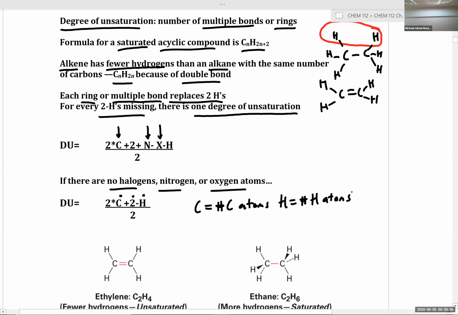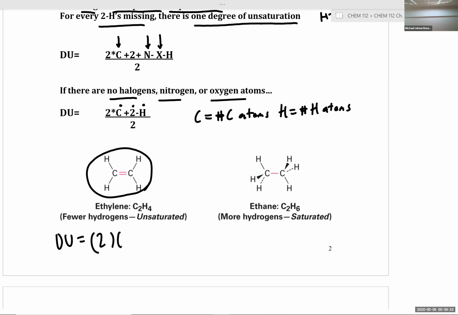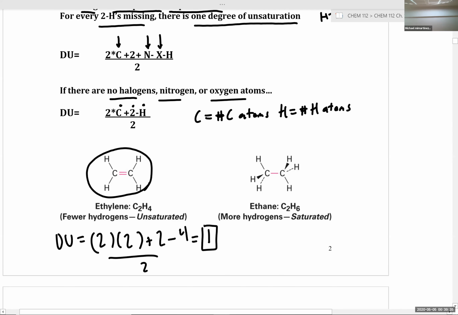Okay, wonderful. So let's look at an example. So for ethylene, our DU would be equal to 2 times the number of carbons. And how many carbons do we have in ethylene? How many carbons? 2, yep. Okay, plus 2 minus the number of hydrogens. We have 4 hydrogens over 2, and that gives us a DU value of 1. And this 1 tells us we have 1 carbon-carbon double bond or 1 ring. In this case, we have 1 carbon-carbon double bond.